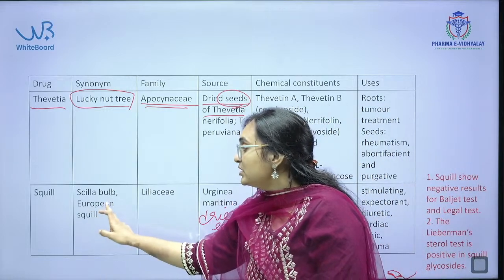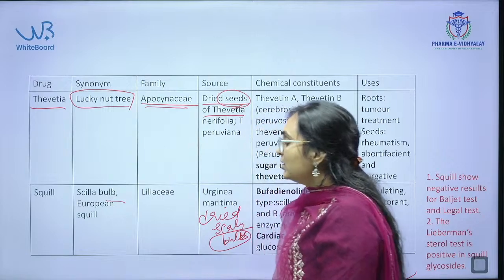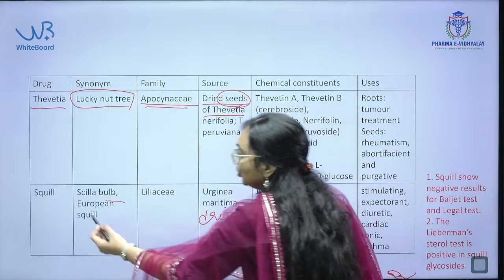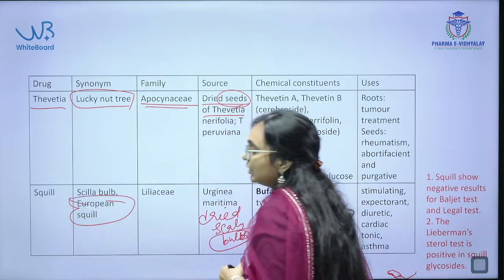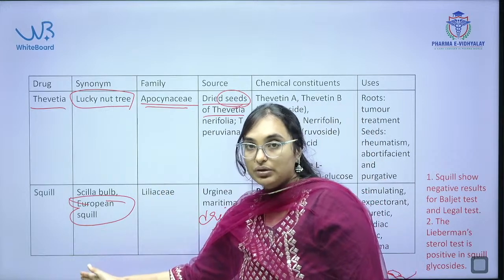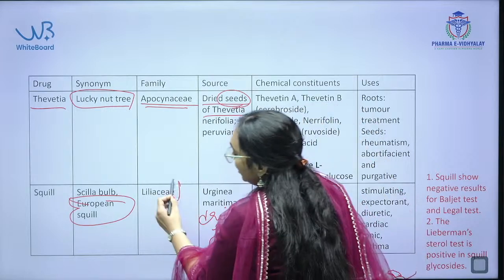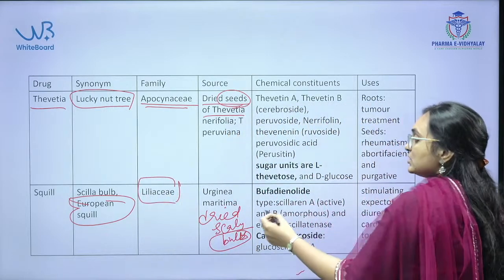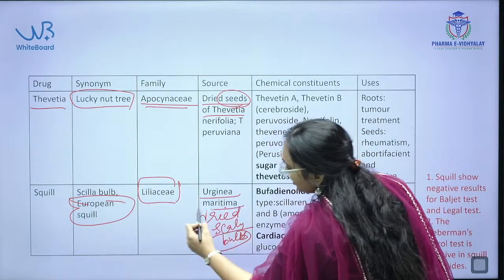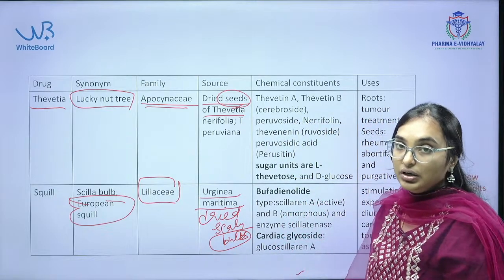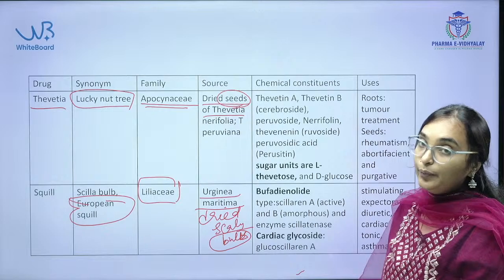Now squill. Squill synonym is Scilla bulb. This is European squill. Why I am stressing here is Indian squill is also there. European squill and Indian squill are different, belonging to the family Liliaceae. And the source is dried bulbs of Urginea maritima.